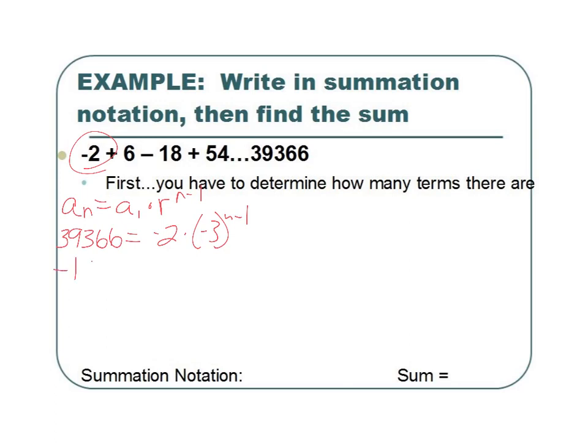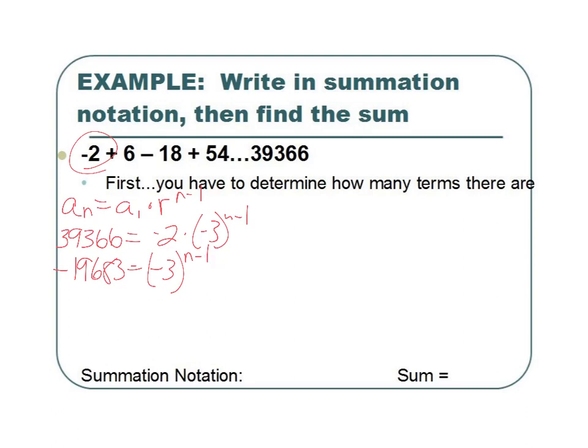I get -19,683 to the n minus 1. And then this takes us back. Do you remember what to do when you have your exponent caught up here? I'm sorry, when you get your variable caught up here in your exponent?